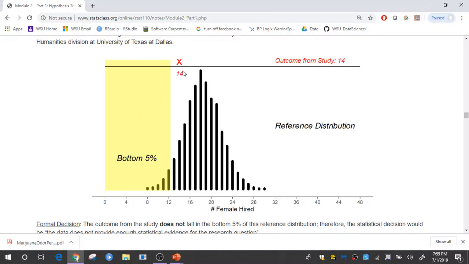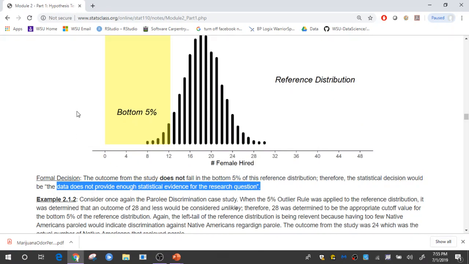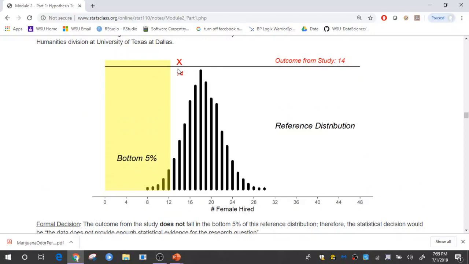Now 14 does not sit in that bottom 5%. So the formal decision for this case study was that the outcome from the study does not fall in the bottom 5% of the reference distribution. Therefore, the statistical decision would be that the data does not provide enough evidence for the research question. Quite simply, all we need to do is identify whether or not the study outcome falls in that bottom 5%. Of course, this is a one-tailed left test.